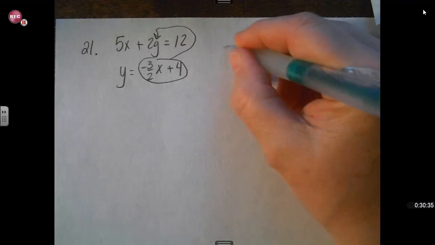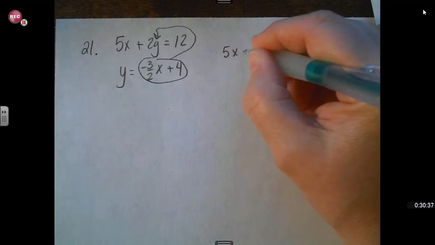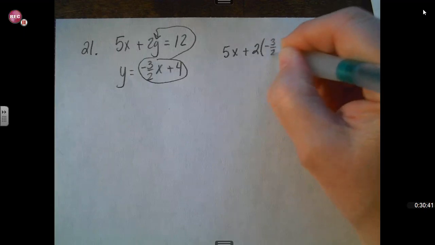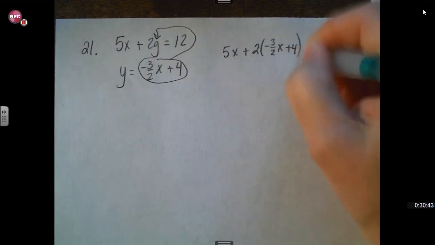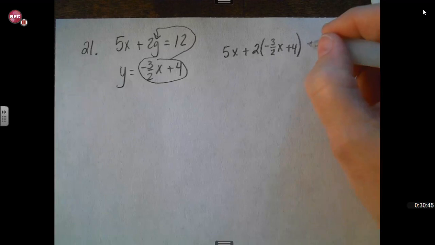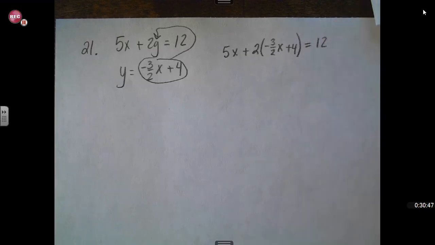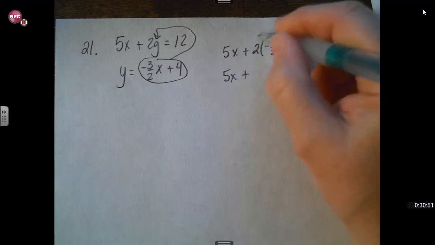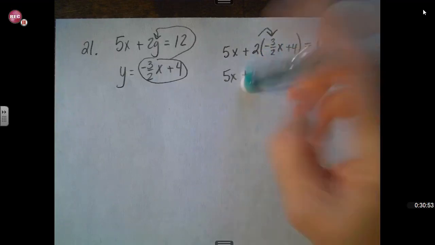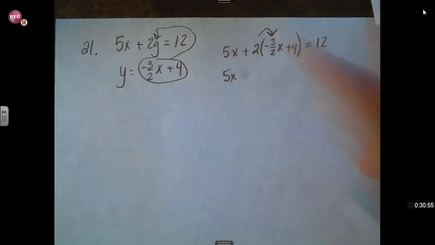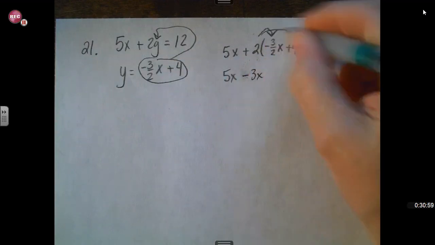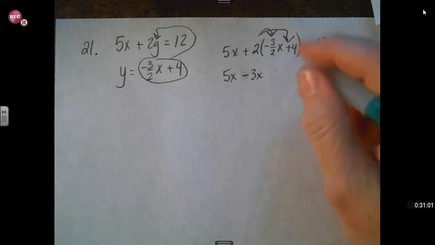So I'll have 5x plus 2 times the quantity, negative 3/2 x plus 4 equals 12. So again, I need to distribute that 2. That's going to give me, actually that's going to be a minus 3x, and then a plus 8.